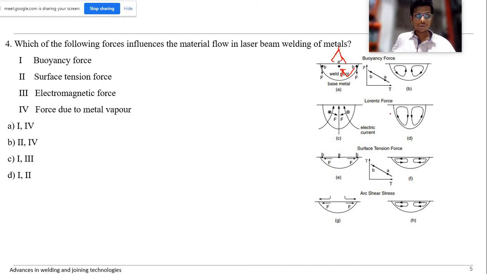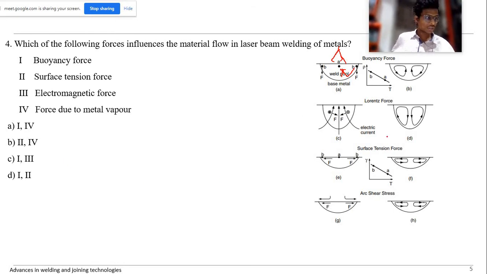So in laser, obviously we don't have Lorentz force, and the arc shear stress force won't be there either. So ultimately buoyancy force and surface tension force. So the option for the fourth question will be buoyancy force and surface tension force, so the option will be 1, 2, 4D. I think I made it clear.